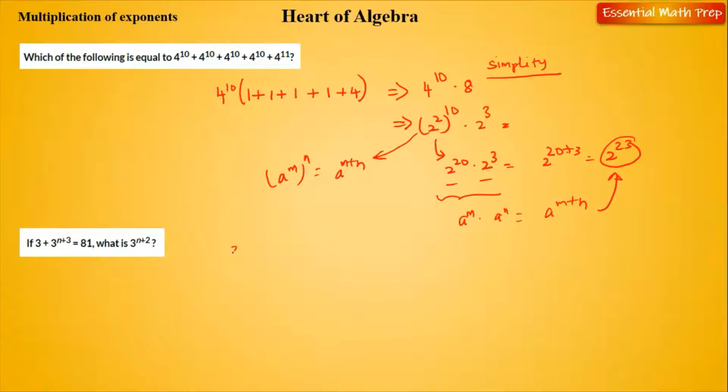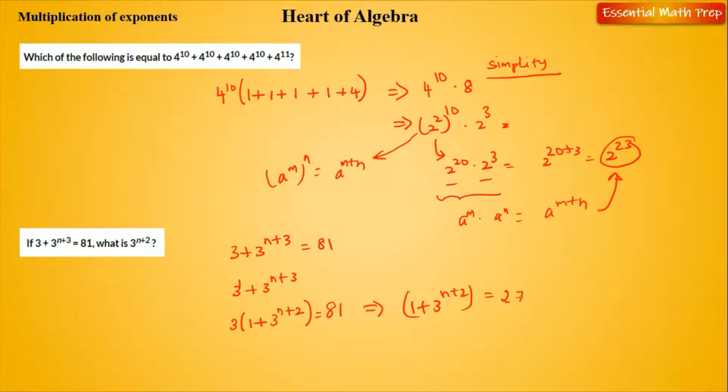All right, let's continue. We have 3 plus 3 power n plus 3 equals 81. What is 3 power n plus 2? This is nothing but 3 power 1 plus 3 power n plus 3, which is the same as, if you take 3 out of the bracket, 1 plus 3 power n plus 2, because you've taken 1, equals 81. And 81 divided by 3 is 27. So 1 plus 3 power n plus 2 equals 27. So 3 power n plus 2 is 26. And that's it, because that's precisely what we want.